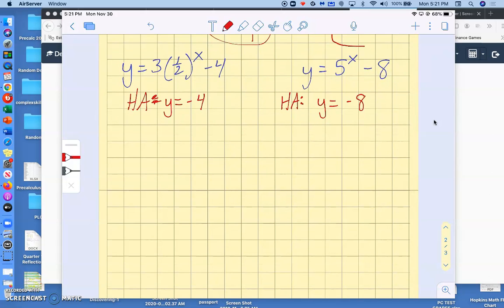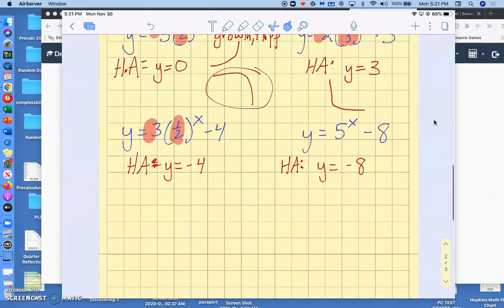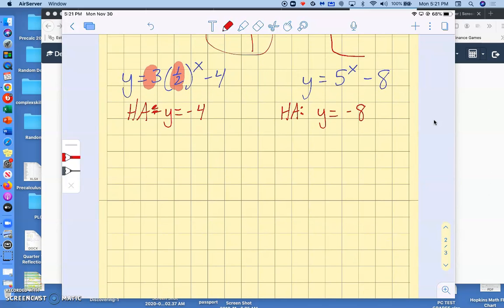This next one, we have a half, and it's positive. Is it the same one? No, slightly different. It's half, so it's decay, so it's going down, and it hasn't flipped. And then this next one, we got 5 to the x, so it's a growth, and it hasn't flipped.